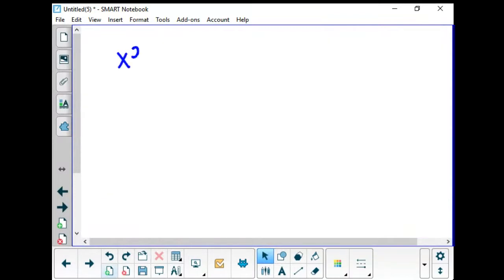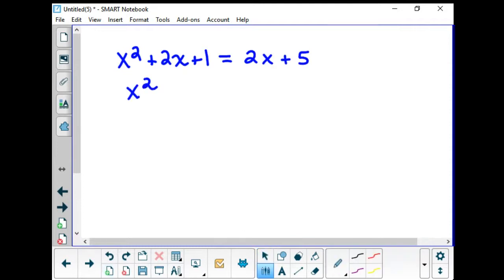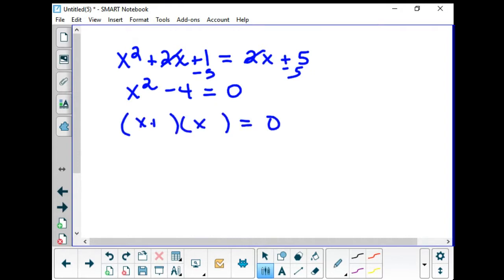If I did x squared plus 2x plus 1 equals 2x plus 5, then the 2x terms subtract away, and then minus 5 minus 5, x squared minus 4 equals 0. I can calculate those intersection points, and these two functions cross at -2 and 2.